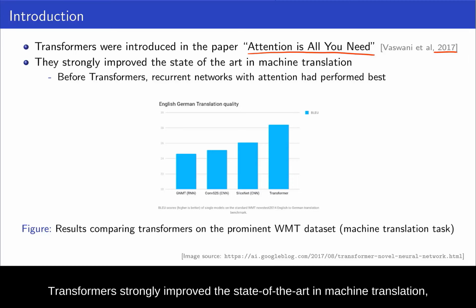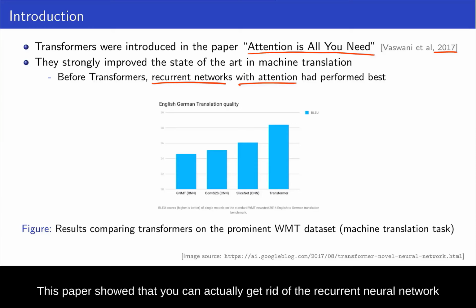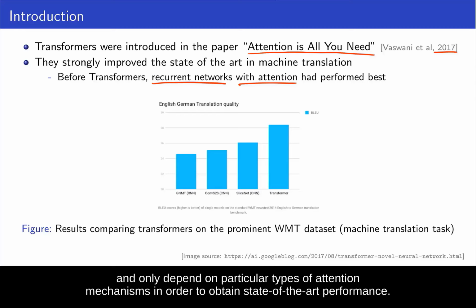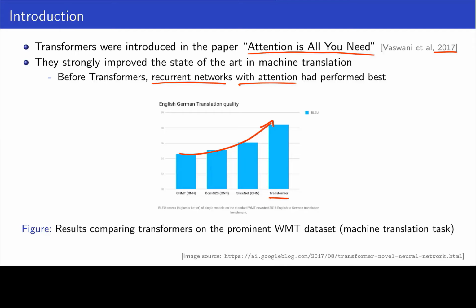Transformers strongly improved the state of the art in machine translation, and before transformers, what performed best there was actually recurrent neural networks with an attention mechanism. And this paper showed that you can actually get rid of the recurrent neural network and only depend on particular types of attention mechanisms in order to obtain state-of-the-art performance. This figure shows how you get clearly state-of-the-art performance using these transformers in this machine translation task.